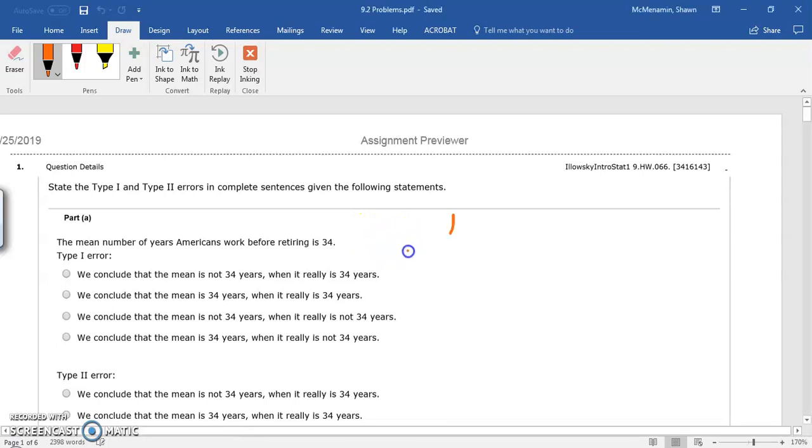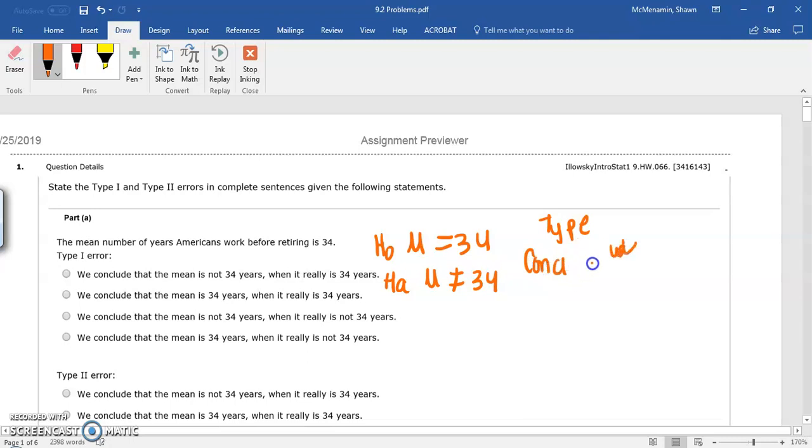So the mean is 34. That's your H naught. Your alternative hypothesis is the mean is not 34. So a type 1 error is when you conclude HA when H naught is true. Concluding HA is the same thing as rejecting the null when the null is true.